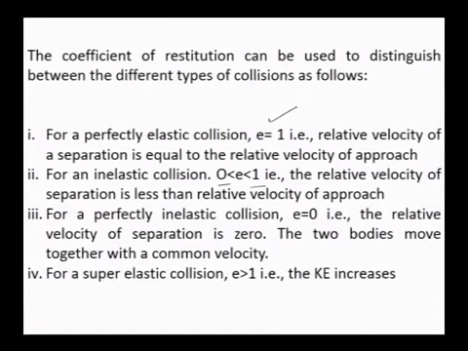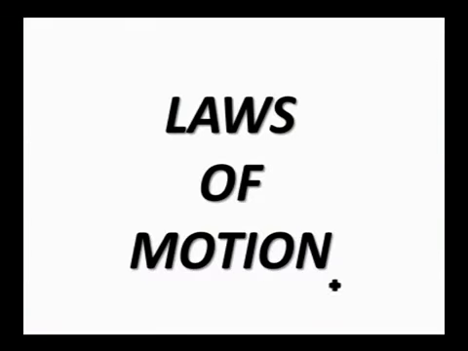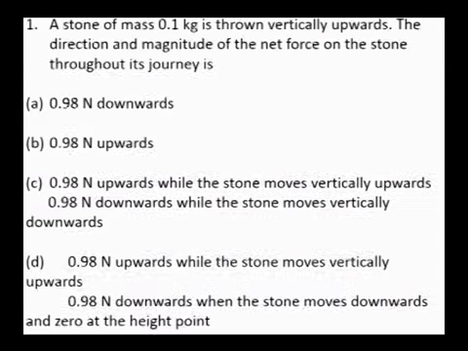For a perfectly inelastic collision e is equal to 0, that is, relative velocity of separation is 0, and the two bodies move together with a common velocity. For a super elastic collision e is greater than 1, and the kinetic energy in this case actually increases. So now with all this synopsis we shall start with a few problems. First we shall do some problems related to the laws of motion.